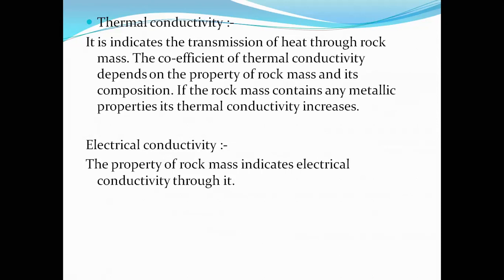So that is another property. It indicates the transmission of heat through the rock mass. The coefficient of thermal conductivity depends on the properties of the rock mass and its composition. If the rock mass contains any metallic properties, then its thermal conductivity increases. Next, coming to electrical conductivity. This is another property. This property of rock mass indicates the electrical conductivity through it. So these are the various properties of it.